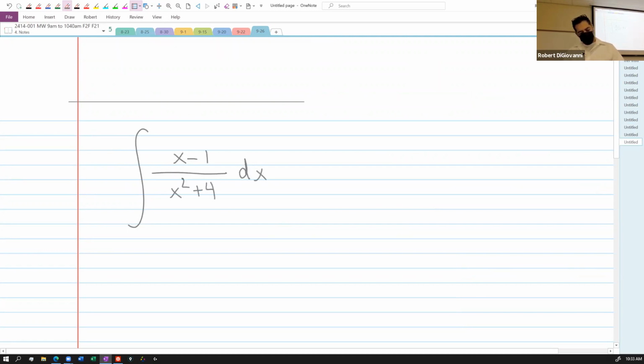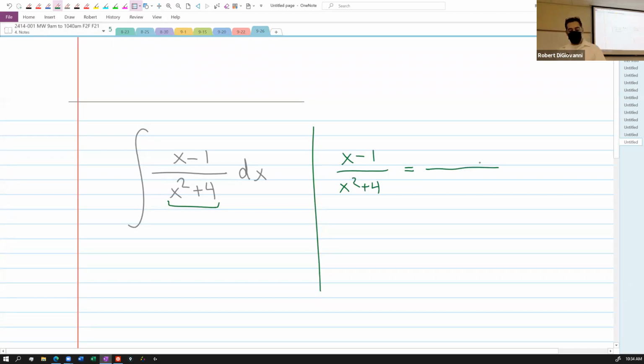On a test, they'll get to this and they'll be like, oh, that's an irreducible quadratic on the bottom. What do I do for partial fractions? Oh, I do this. I do this. And then, Cruz, what do you do when you have an irreducible quadratic? What do you put on top?